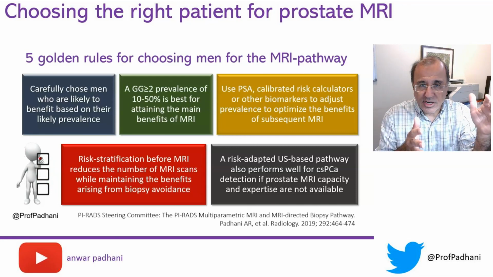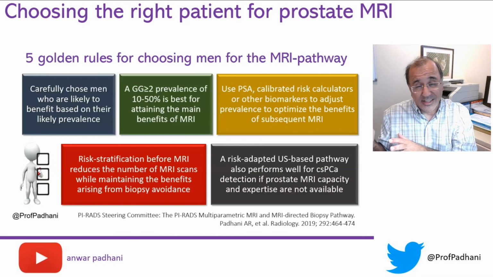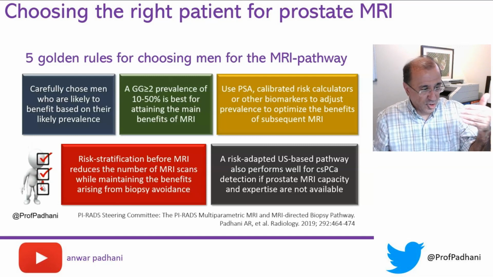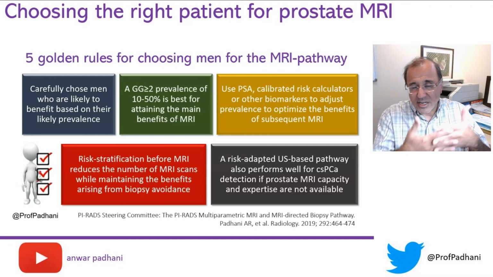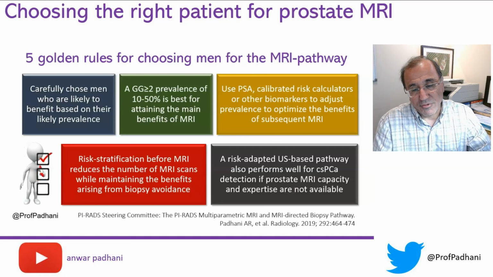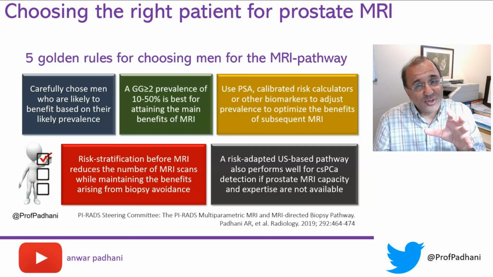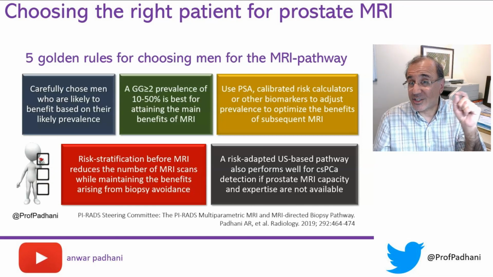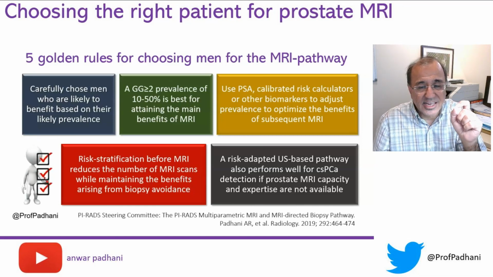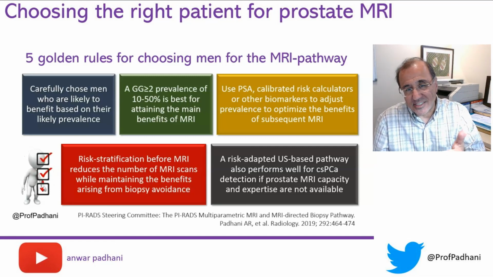So if you risk stratify before you do the MRI, about 1/3 of men can avoid an MRI altogether. So you can reap two benefits. You can not only reap the benefit of fewer MRIs, but after the MRI, fewer biopsies. And that is how to deliver the MRI benefit. But we also have to acknowledge that a risk-based ultrasound approach is also performing quite well for the detection of clinically significant cancers if MRI capacity is not there or MRI expertise is not there.